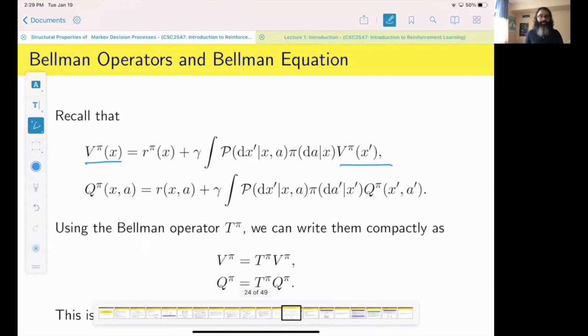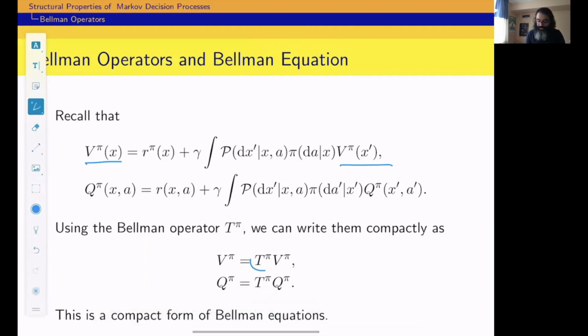If you compare it with the Bellman operator, you see that the Bellman operator is essentially saying that if we apply Bellman operator to v pi, the result would be v pi. So the Bellman equation written in the notation of Bellman operator would essentially be these two equations. This is a compact form of the Bellman equations using this notation.